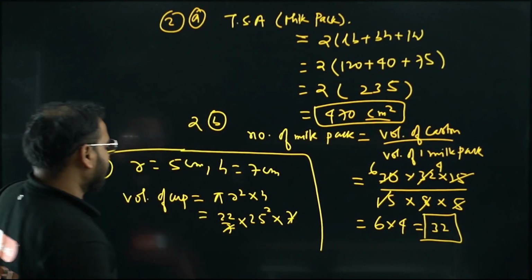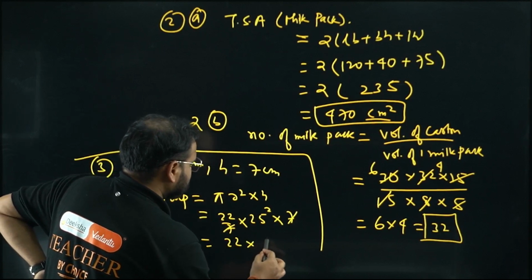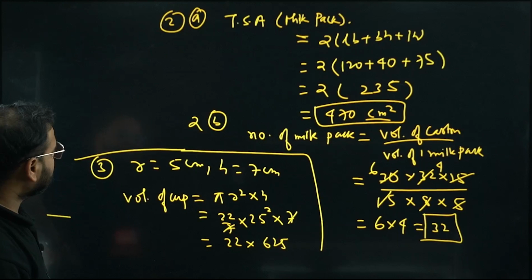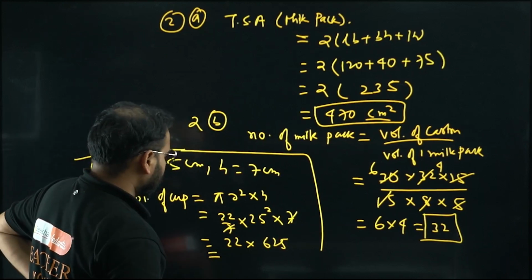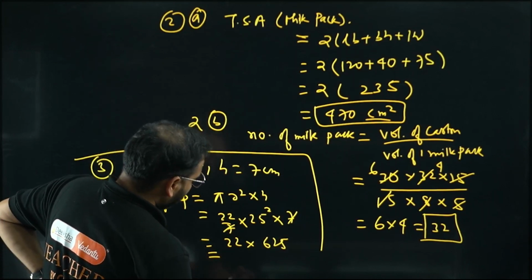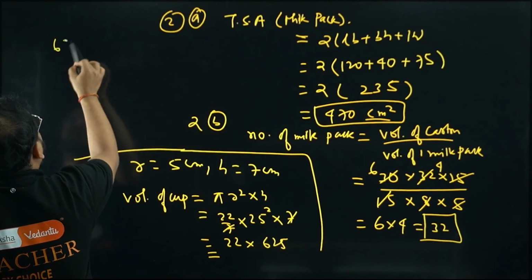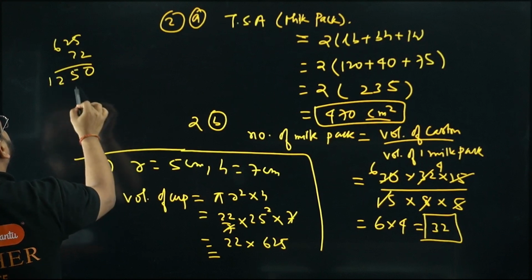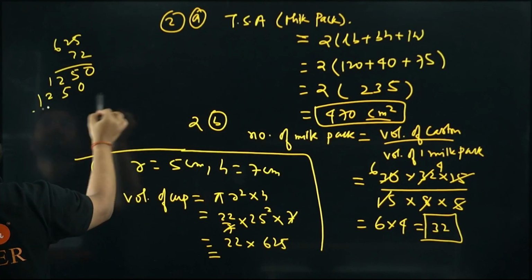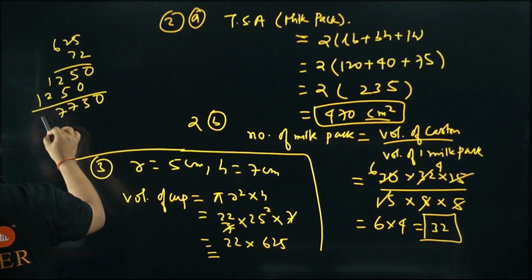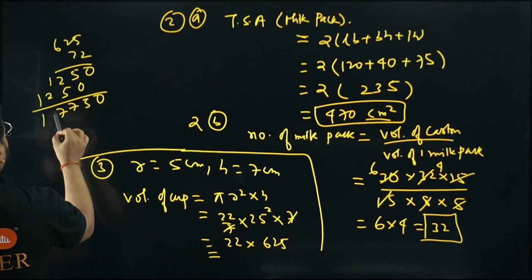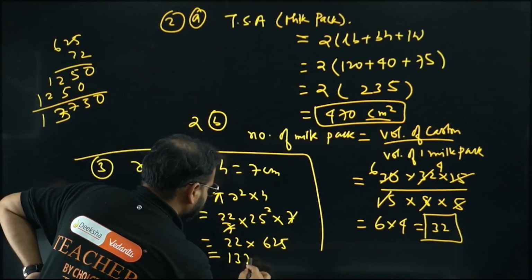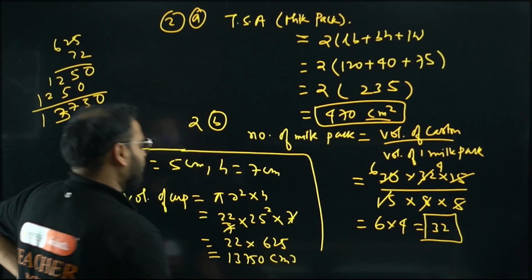Correct, no? So what I'm getting? 22 by 7 times 625 times 7. This is in centimeter cube, right? Check this out. I can write this as 625 times 22. I'm getting 13750 centimeter cube.